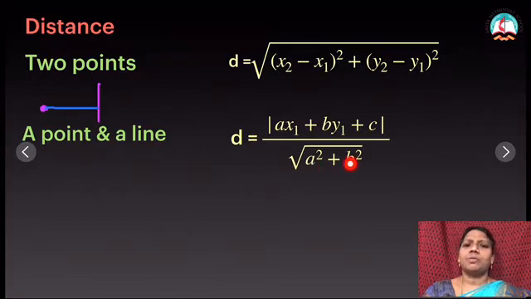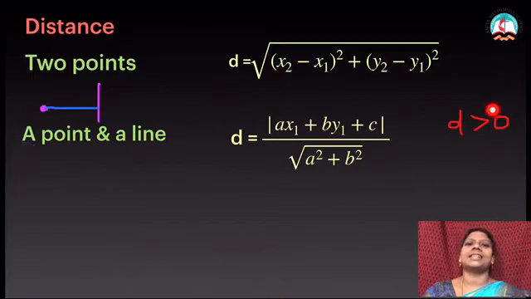Why are we applying modulus here? Because the distance will not be negative. Always distance will be positive. I cannot say that I walked minus 3 kilometers. Always distance will be positive. That's why we are taking modulus over there. Right? Okay, now what is the next one we learned?